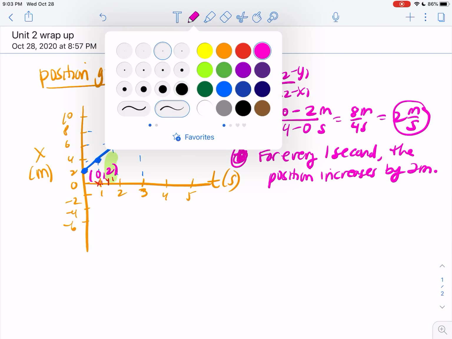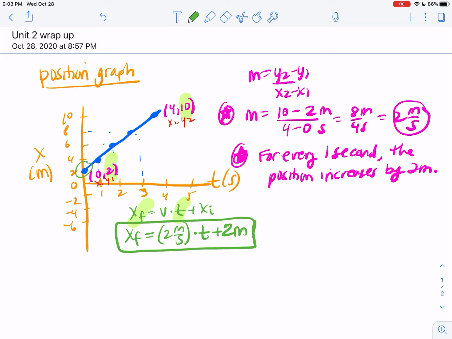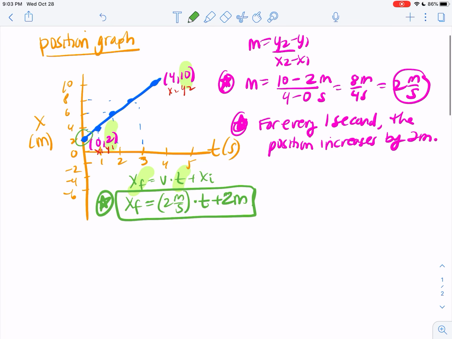Then we want to be able to write the whole math model. So remember, it's going to look like this: final position equals VT plus XI. The XF and the T are going to be the variables. So I'm going to plug in my velocity here, 2 meters per second, times the time, because these are my variables. Those stay. Plus, I can look and see where it starts, which is 2 meters. That is what my math model would look like. So that's another skill you need to be able to do: write the math model.